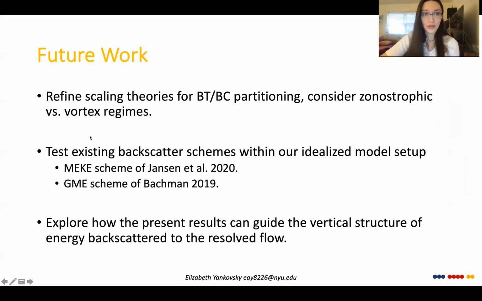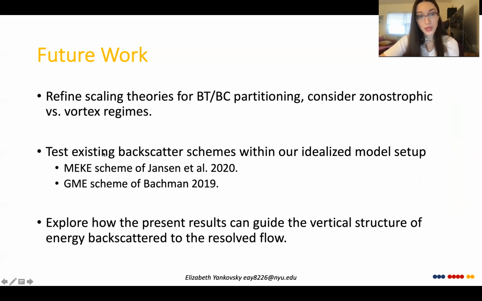So some future work involves refining scaling theories for the barotropic baroclinic partitioning, in particular based on some recent work considering zonostrophic versus vortex regimes by Gaia and Ferrari. So we hope to better understand what sets this barotropic baroclinic partitioning and whether or not existing theories for two-layer quasi-geostrophic simulations can help us develop understanding in this regard.